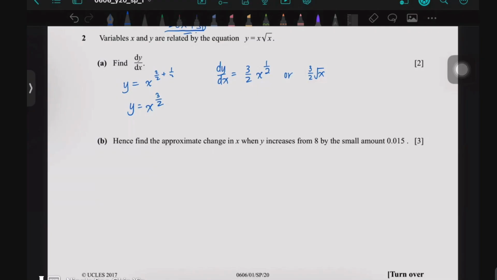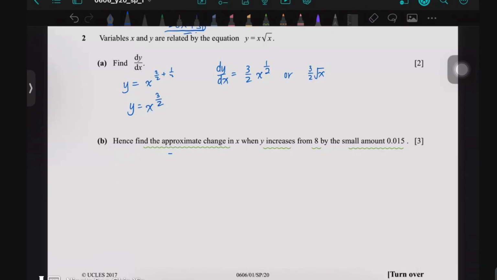Now, the next one, they say approximate change. Find the approximate change in x when y increases by 5 with a small amount of 0.015. From here, you have to write down your delta x is 0.015. Second thing, sub in your x. Find the approximate change in x. This one is a bit different, they are asking for the approximate change in x.